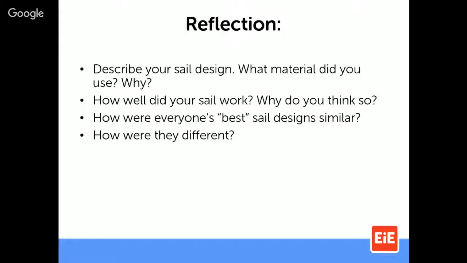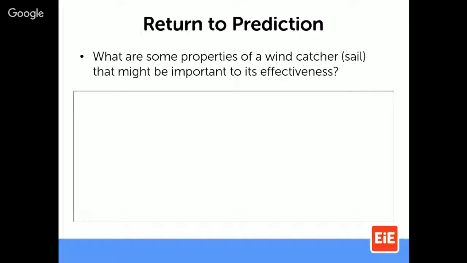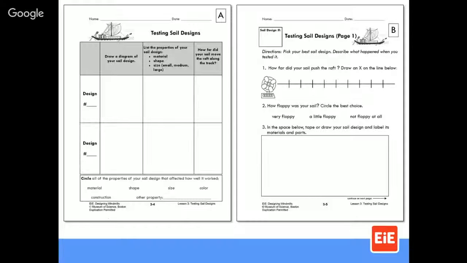So you can give them handouts. We do have handouts. We'll first return to predictions and see if those predictions held true after seeing what actually happened with the experiment. Then on the handout, they could record, for their two different sail designs, what materials they used and how far it moved along the track. In the basic version, there's just that little picture of the fan and the little diagram of the sail track, and they would draw approximately how far it went.